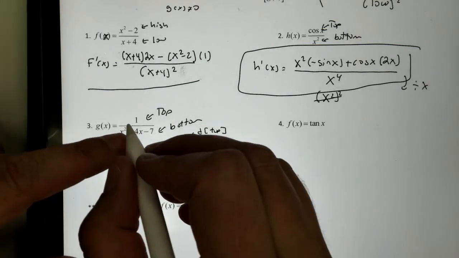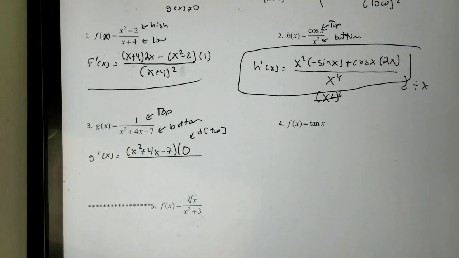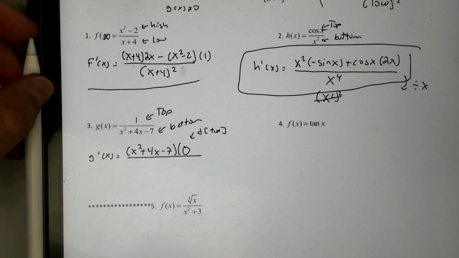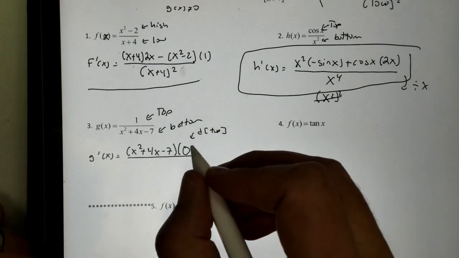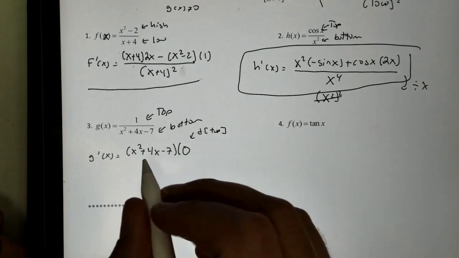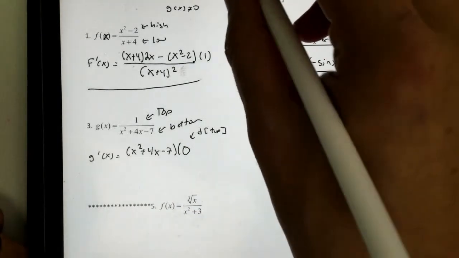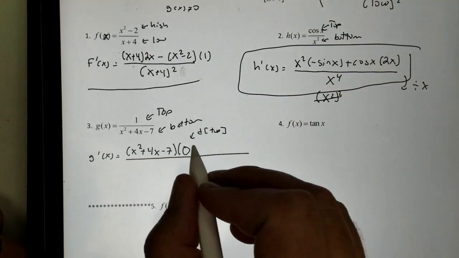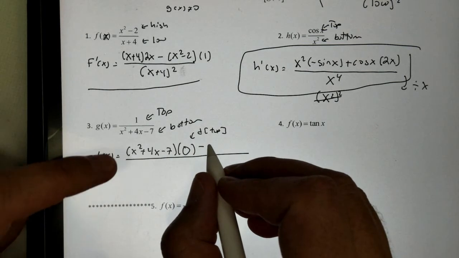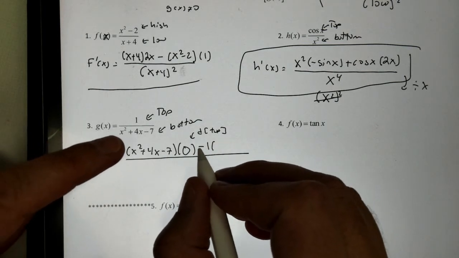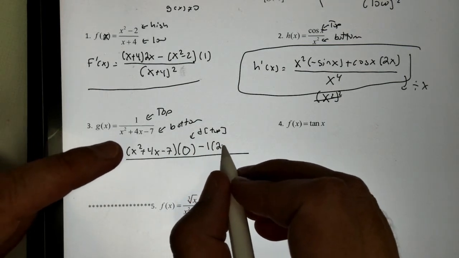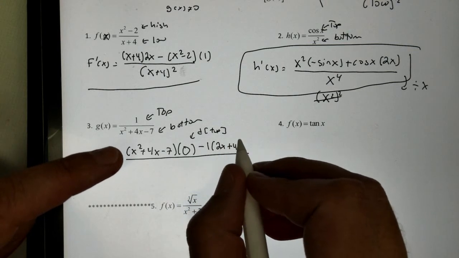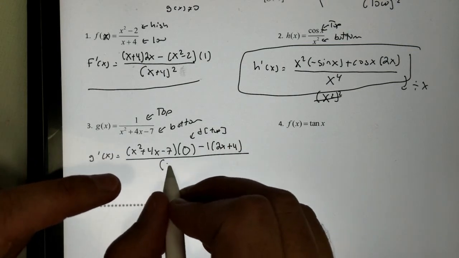So the derivative of the top here is just 0 for the top. So there we go, 0. Minus, then we take the top function, which is 1, times the derivative of the bottom, which is 2x plus 4. And then we're going to divide that by the bottom squared.